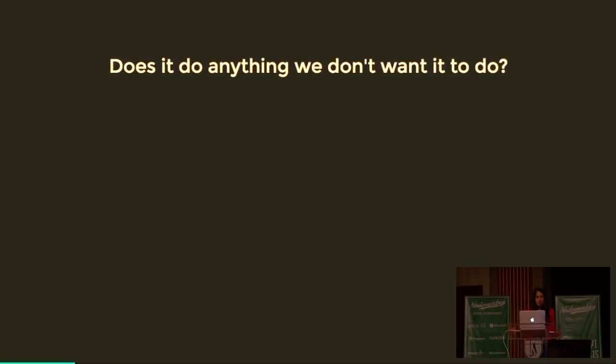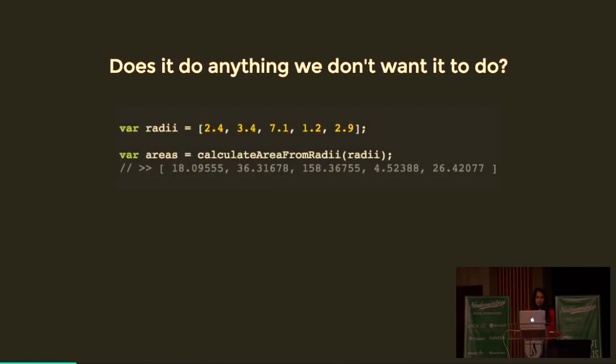The next question we might ask is, does it do anything that we don't want it to do? Like, we tested that it works, but what if you log the original array of radii? We see that it got mutated. It's now the areas and no longer the radii. That's not good. What if we want the radii to calculate the diameter later, or the circumference, whatever it is? So we're mutating our original array.